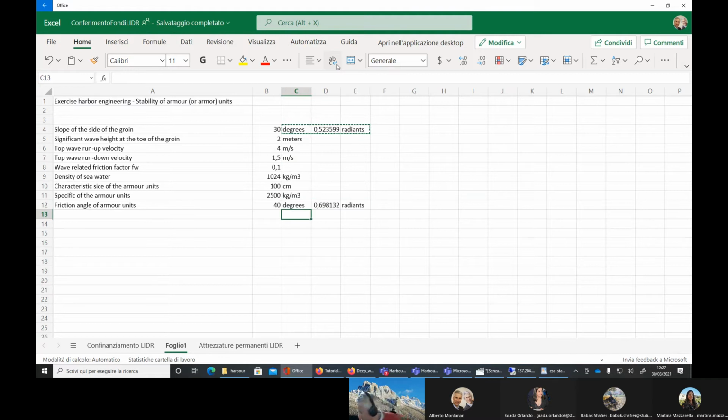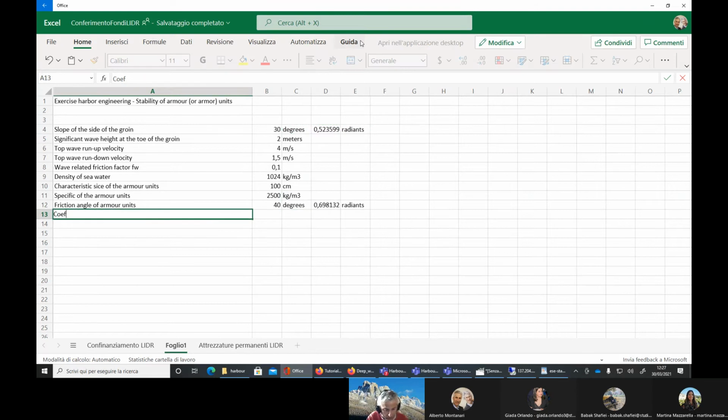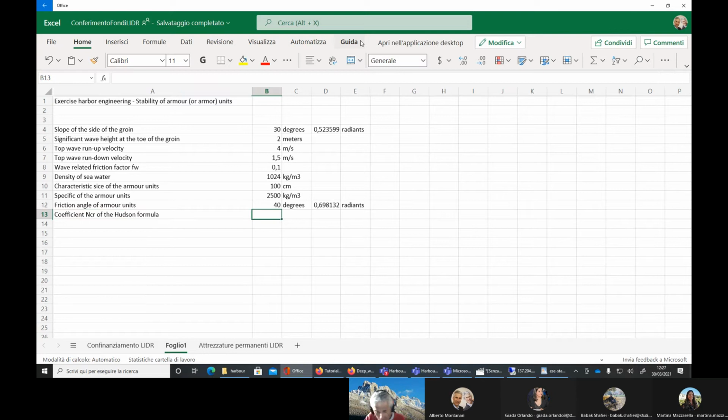Okay, good. And then we have the coefficient NCR of the Hudson formula. This coefficient is 2. Okay, these are our information. Now what do we have to do?